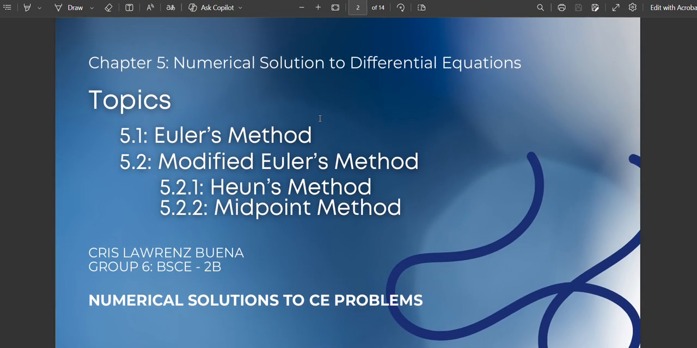So first, what are the topics that I will be discussing? We have two topics: the first one is Euler's method, and the second one is the modified Euler's method, where under modified Euler's method we have Heun's method and the midpoint method. I think we should move forward to the first topic, which is Euler's method.